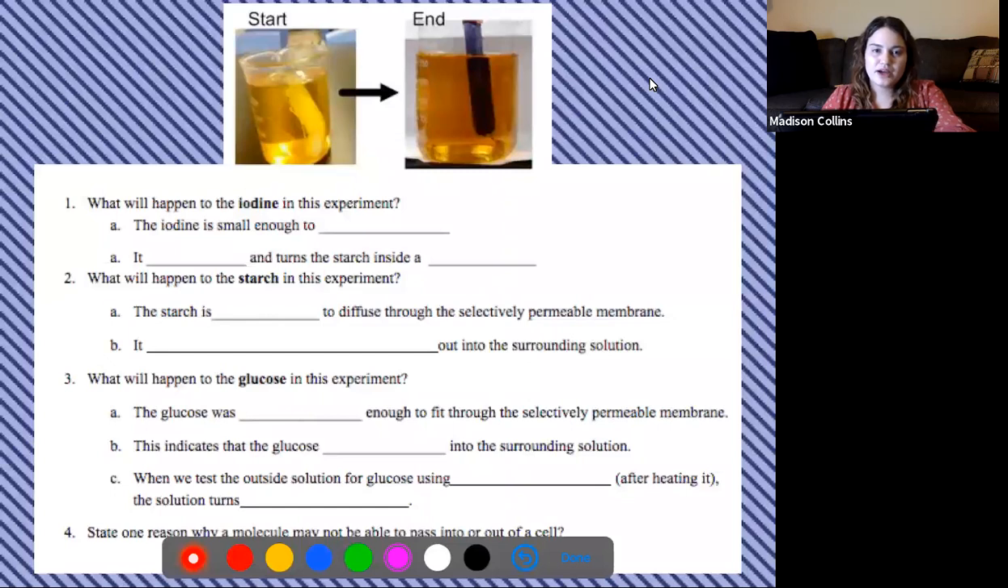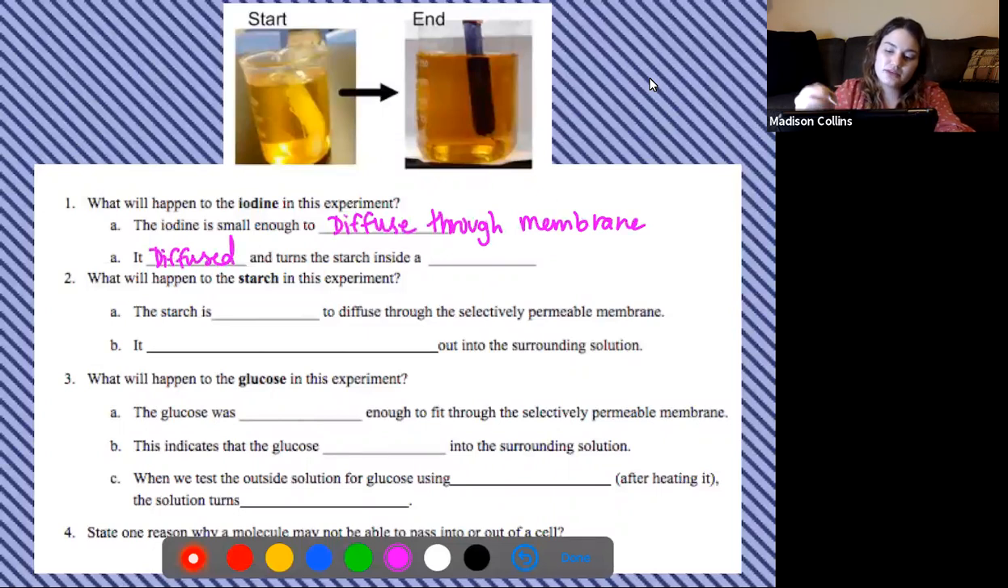So what happened to iodine in this experiment? Well, iodine is small enough to diffuse through that membrane. Okay, so iodine was small enough to travel across the membrane. Because of this, it diffused and turned the starch inside a black color.